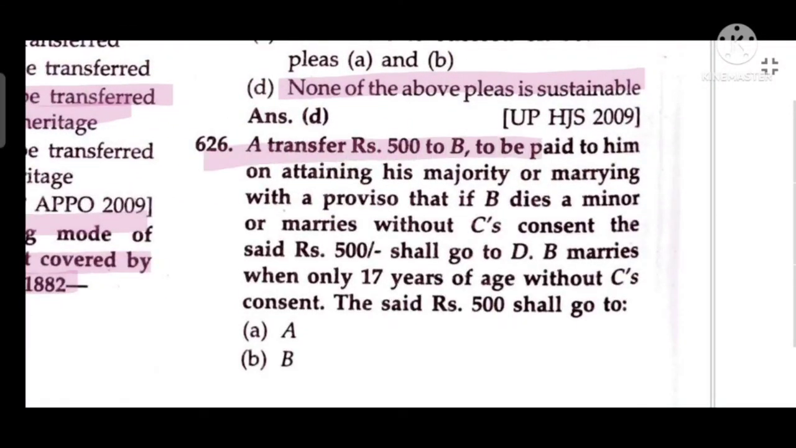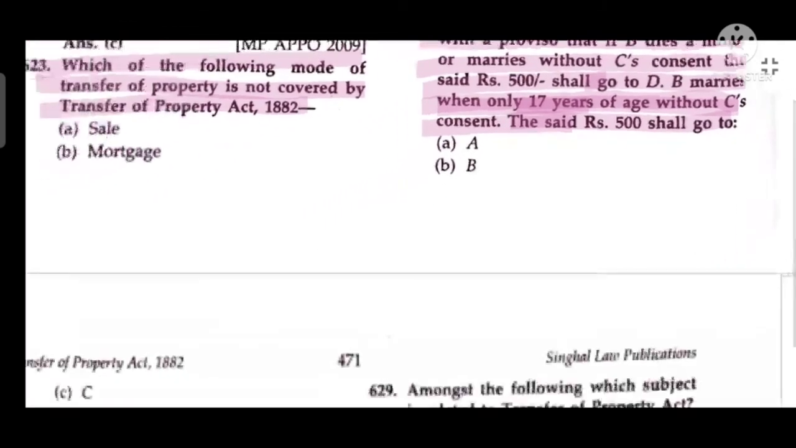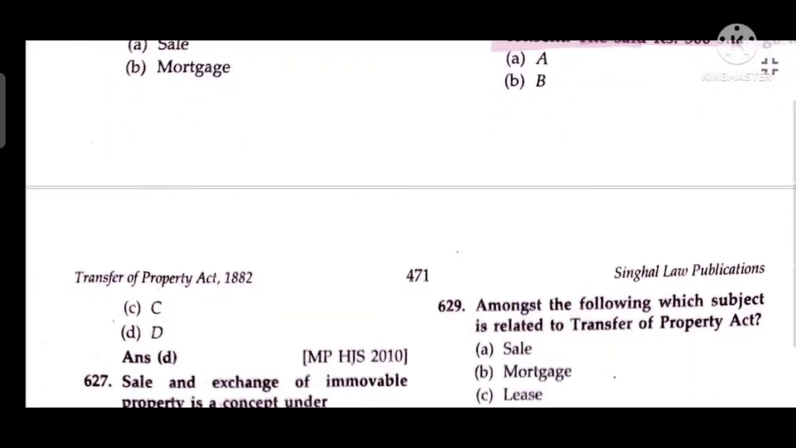A transfers rupees 500 to B, to be paid to him on attaining majority or marrying, with the proviso that if B dies a minor or marries without C's consent, the said 500 shall go to D. B marries at the age of only 17 without C's consent. The said 500 shall go to D.